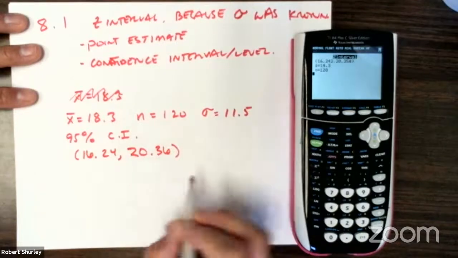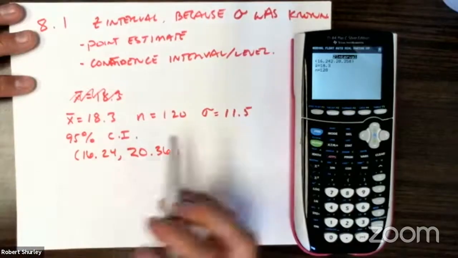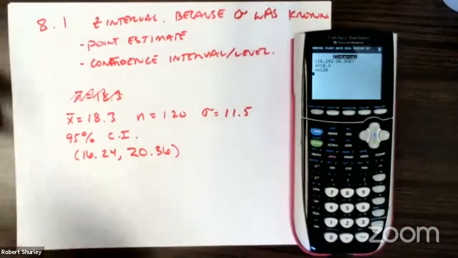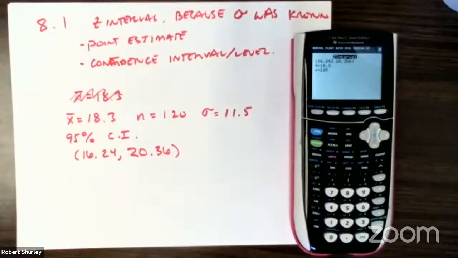And I'm going to tell you, the answer I put on your Blackboard test is going to be from the calculator. So if you do this correctly in the calculator, you'll get the same answers. Okay, cool. You'll get the same answers. You don't have to worry about rounding it correctly and things of that nature.